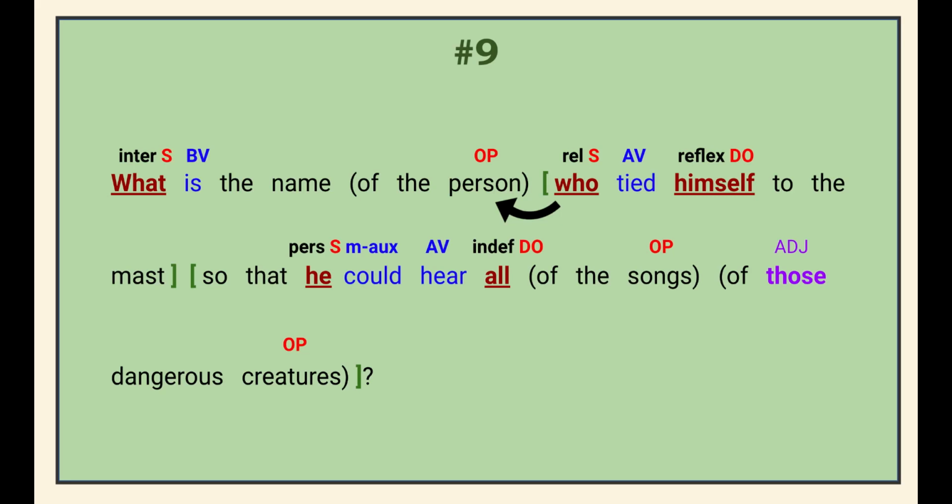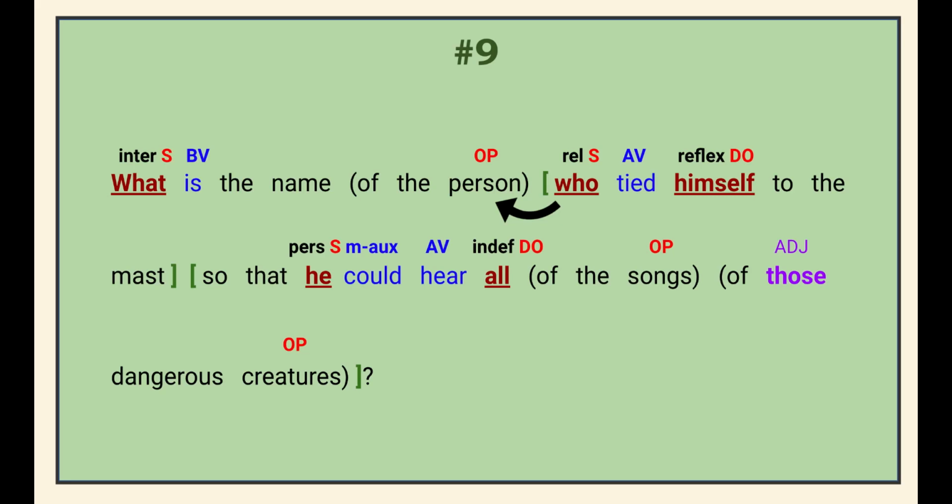Our next pronoun is who. It's a relative pronoun because it begins a clause that describes its antecedent, person, and it's acting as the subject of the action verb tied. The next pronoun is himself. It's a reflexive pronoun and indicates that the subject, who, completed the action to or by himself. It's acting as a direct object of the action verb tied.